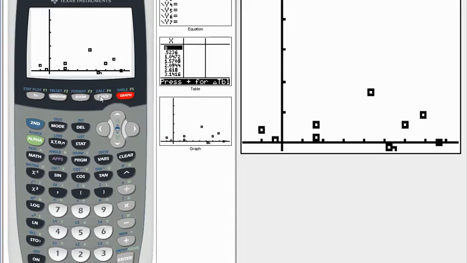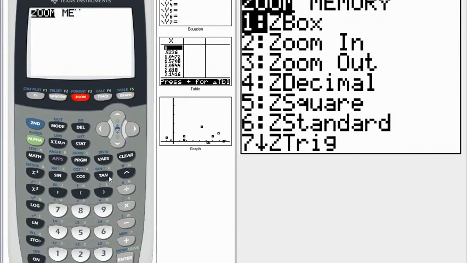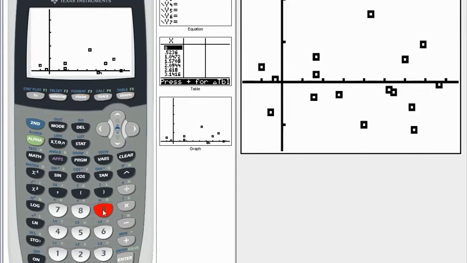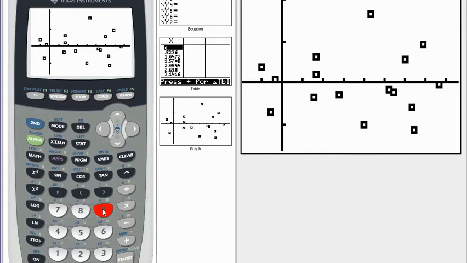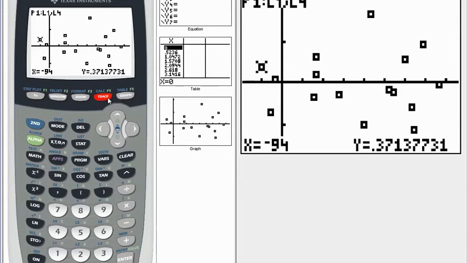So L1 versus L4, and I'm going to have to ZoomStat to be able to see if I have my equivariance, and I would say I do have equivariance. And when I draw this on paper, I'll want to include a rough scale of this. So you may go in and look at what some of the values are to see a rough scale.